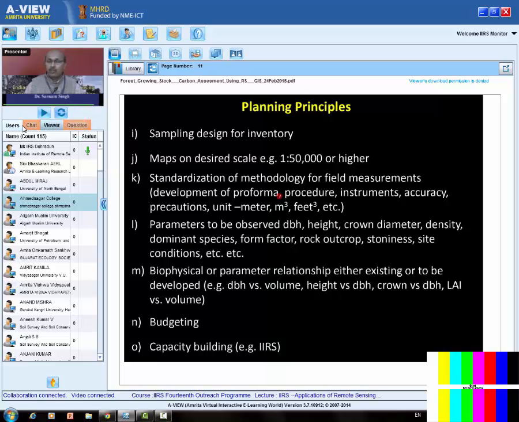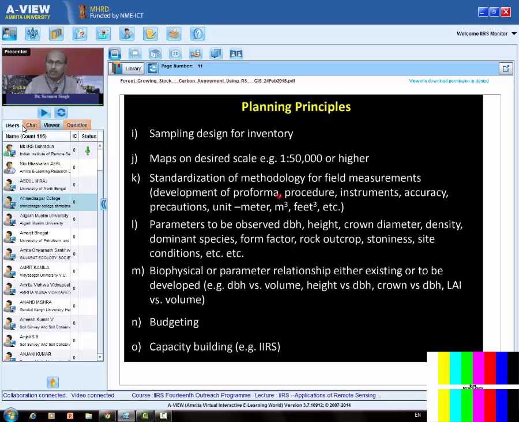1:50,000 is good for the state level and all that. Maybe 1:5,000 or 10,000 would be good for the range level, or maybe still village level, 1:2,000 will be good enough for that. Therefore, we need to standardize the methodology for field data measurements, which is very important, because if you divide the team into several groups, each person has to follow the same procedure, so that they should not collect information in different procedures or following different methods.